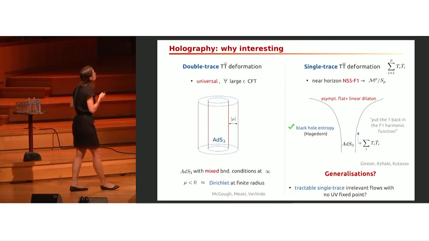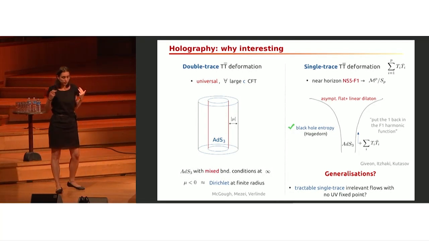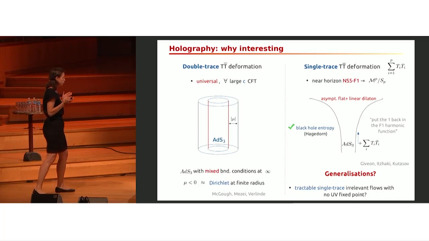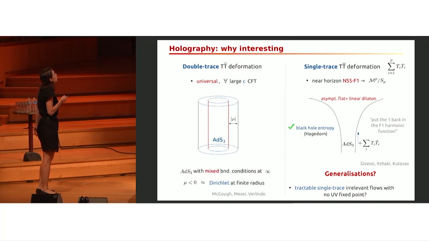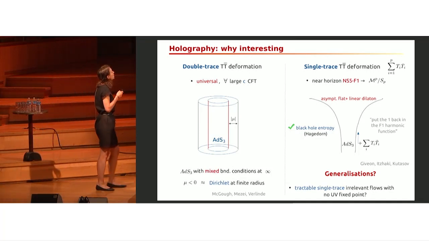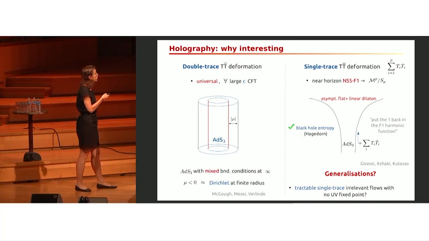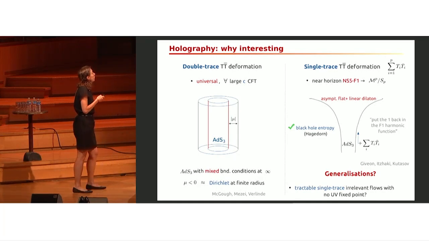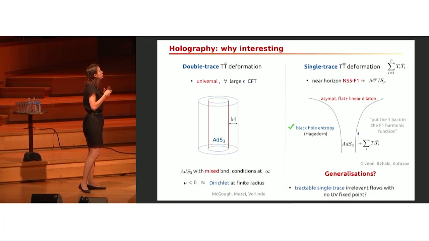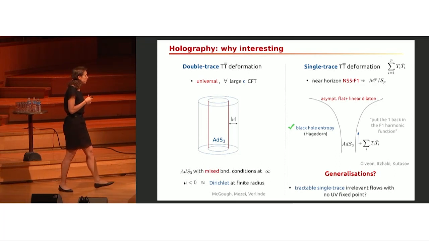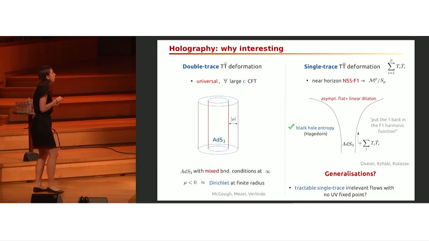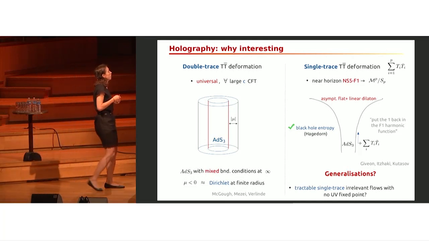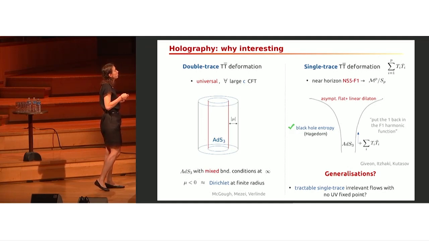What about holography and why it's interesting? It's important in this business to realize there are two kinds of holography that people talk about. The first refers to these double trace current-current deformations, which I've defined on the previous slide. These are universal deformations. You can do them to any conformal field theory. And when you look in holography, because they are double trace, all you can get from them is AdS3 with some mixed boundary conditions at infinity. For Tittybody, it's mixed boundary conditions for the graviton.